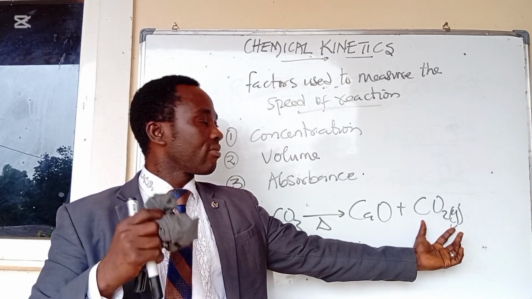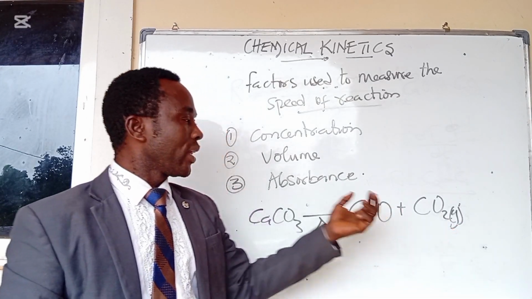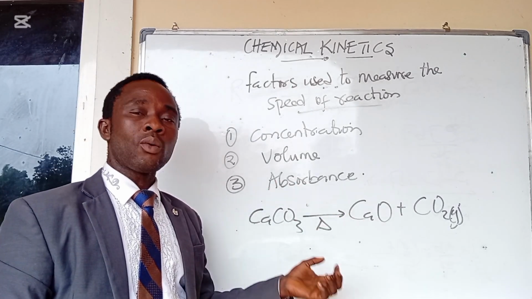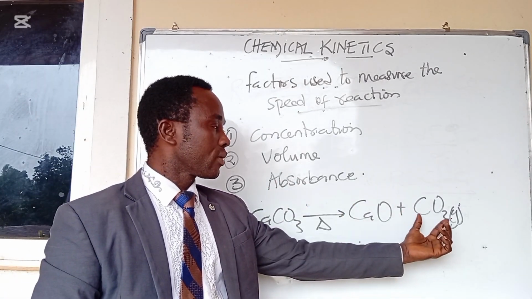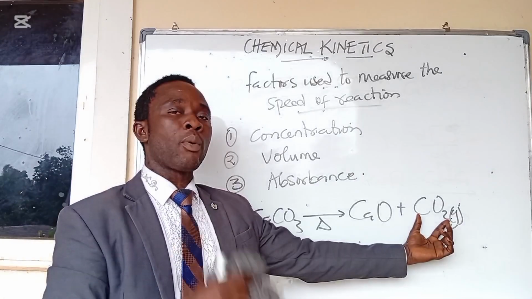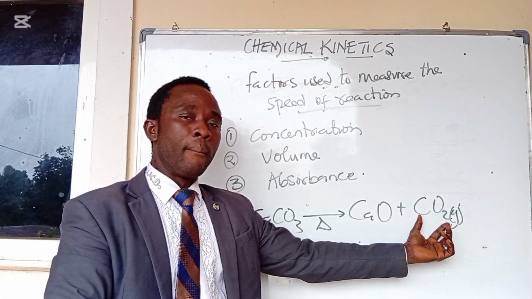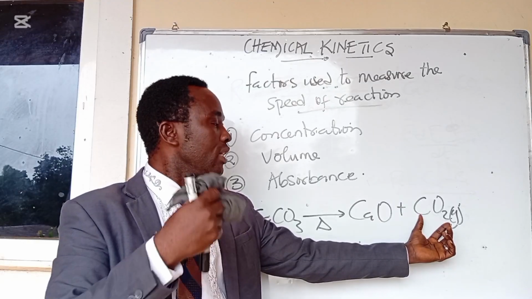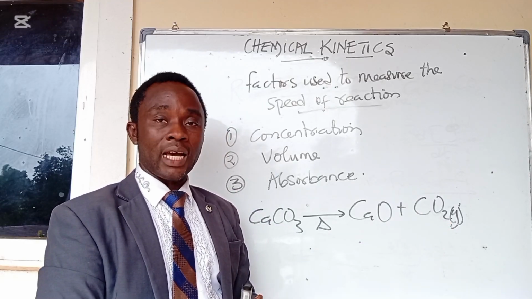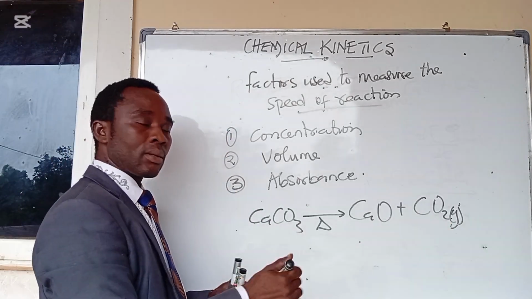Formed at different time intervals. So when the time is, say, 1 minute, I can measure the volume of carbon IV oxide that is formed. When the time is at, say, 4 minutes, I can also measure the volume of carbon IV oxide that is formed. How do I now get my rate?